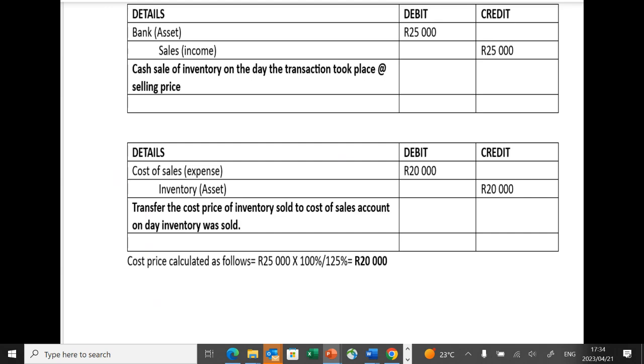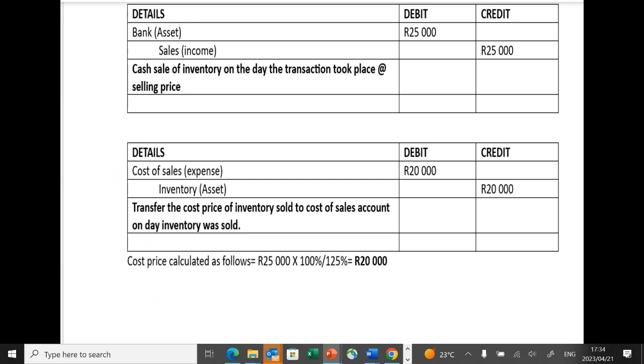How do we record that? Because the inventory was sold, we've made a sale for cash, which means we've received more money now. So our bank has increased, because bank is an asset. An asset can only increase on which side? On the debit side. We debit the bank by how much? 25,000.